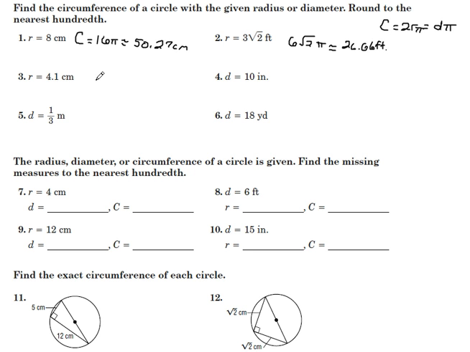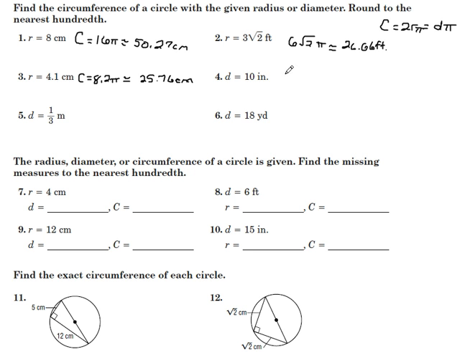Okay, and then 3, the radius again, 4.1 times 2. The circumference would be 8.2 pi. Putting that in the calculator, we get 25.76 centimeters. Okay, and then number 4, we change gears a little bit.